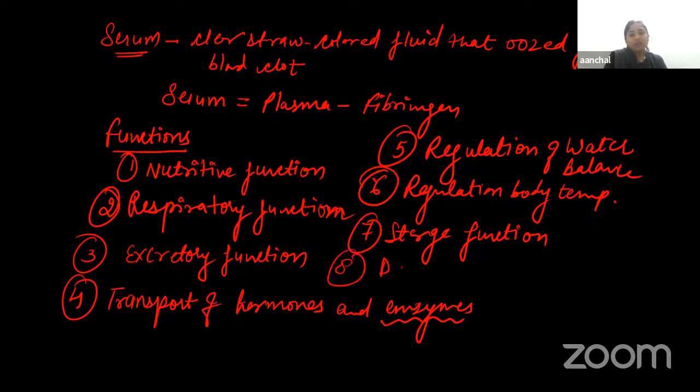And last we have the defensive function. As we know, we have very important cells that are known as leukocytes. So blood plays an important role in the defense of the body also. The white blood cells are responsible for this function. Neutrophils and monocytes are responsible for phagocytosis, or they engulf the bacteria by phagocytosis, lymphocytes are responsible for the development of immunity, and eosinophils are responsible for detoxification, disintegration, and removal of foreign proteins. Okay, so this is all about the functions of blood.